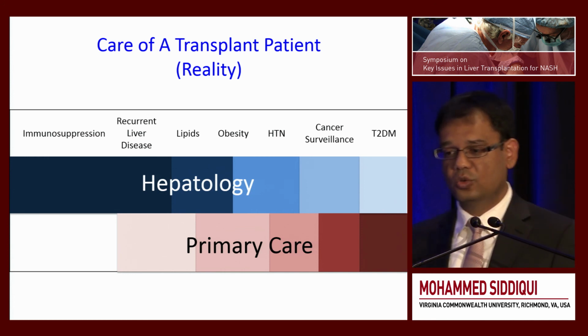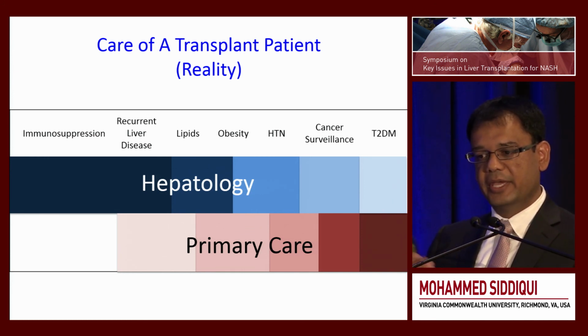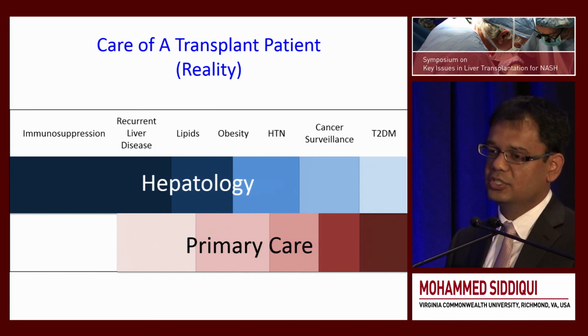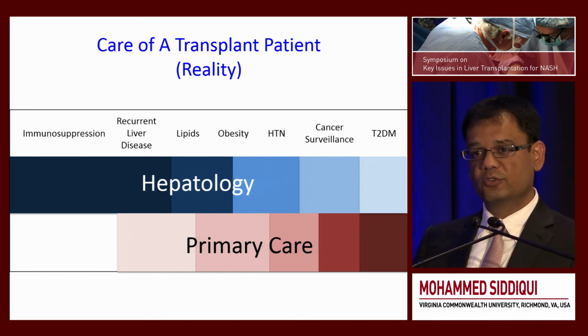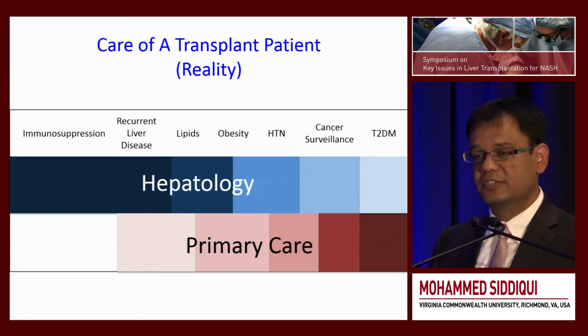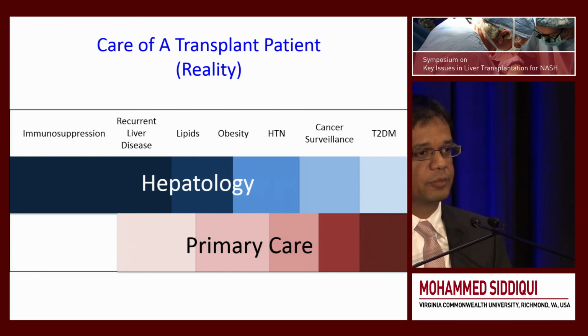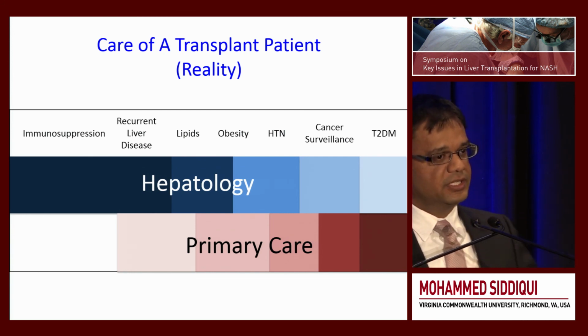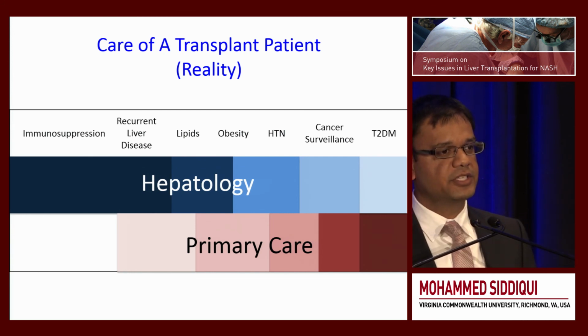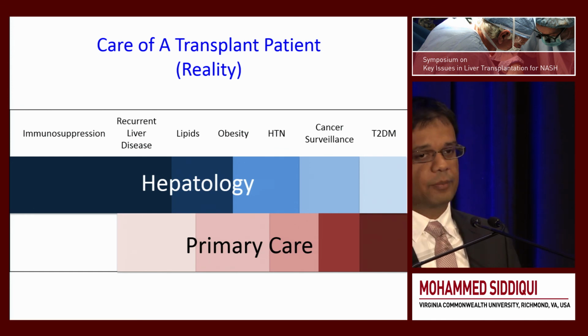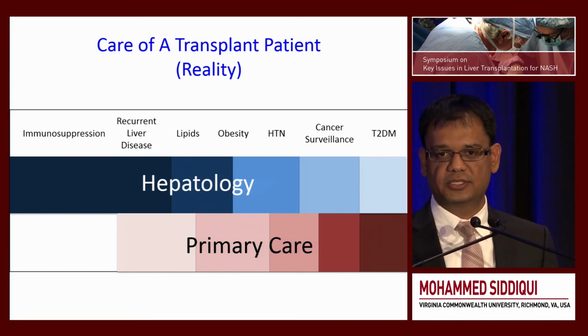I would even condone that when patients are being evaluated for liver transplantation, we make sure that they have good primary care physicians so that they can help us take care of the patients after liver transplantation. Because if we don't do that, and these metabolic complications, which are the majority of the causes of mortality in these patients, are not managed properly, we compromise the care that we provide these patients.